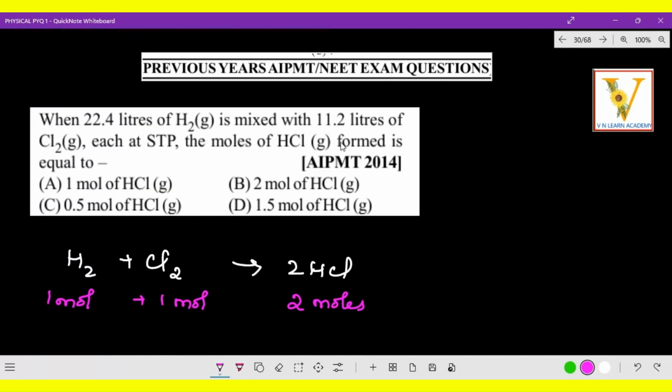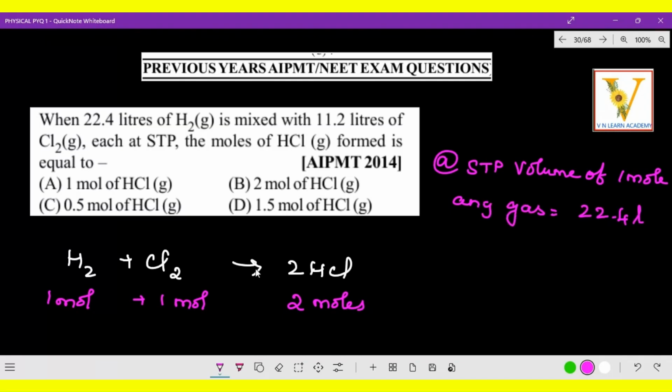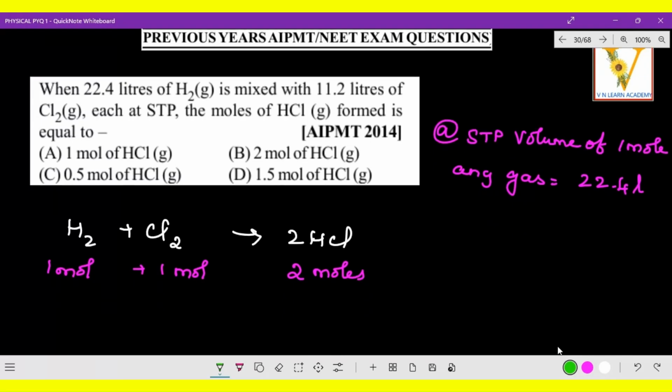Now, they have provided the volume, which means the conditions are at STP. At STP, the volume of 1 mole of any gas is equal to 22.4 liters. Why am I bringing up this point? Avogadro's law says the number of moles is proportional to the volume of the gas. So that is what I just mentioned. Here, how much volume have they given? 22.4 liters of hydrogen gas mixed with 11.2 liters of chlorine.